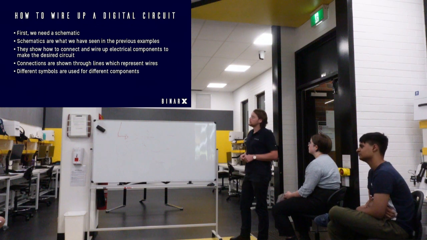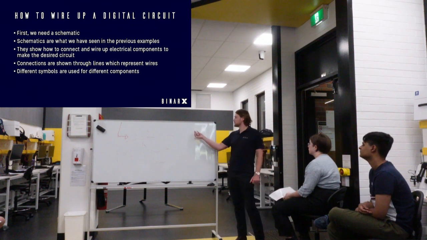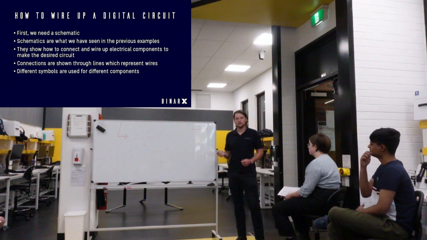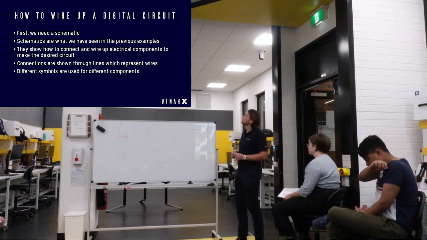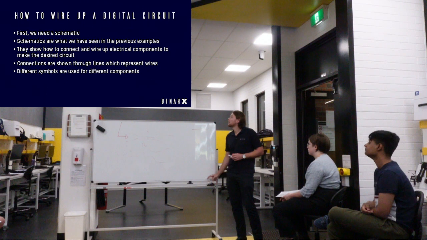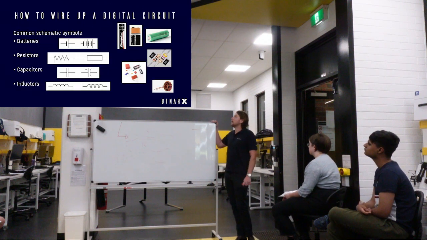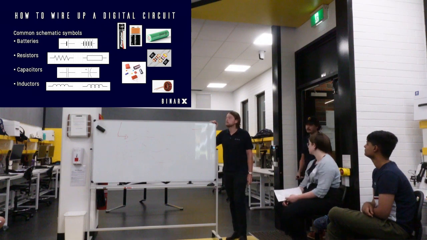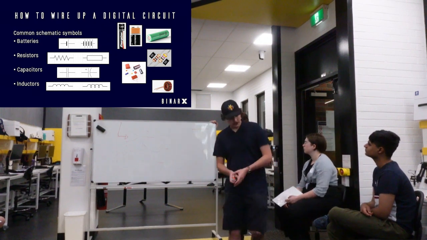The simple and first thing you need to know is in any schematic, connections are just shown with a line, right? So that's our wire, that's our connection. Okay? And then we have different symbols which are used for different components. So here are some of the common ones. Batteries, like you saw before in the picture, and also what they look like in the real world.